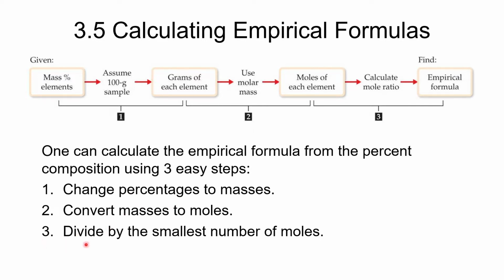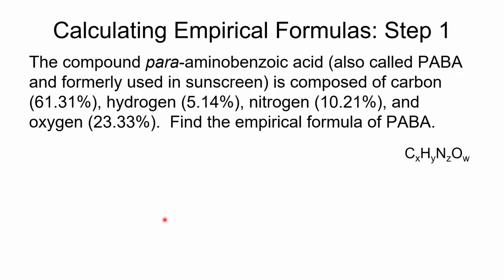Ultimately, when we're calculating empirical formulas, we have to get the moles of each element and then divide by the smallest. There's a lot of ways to do that, but for this particular type of problem, this is the way to do it. So let's look at an easy example.